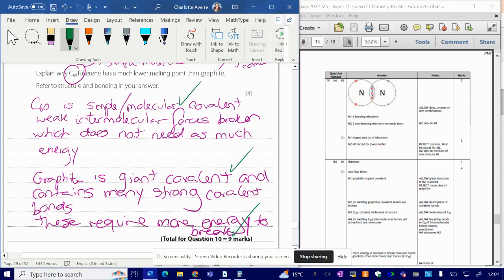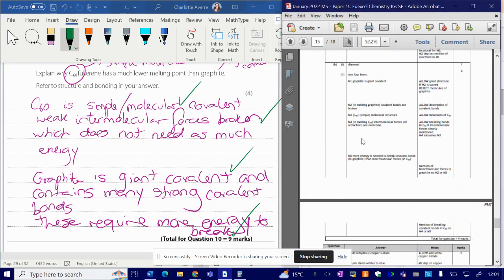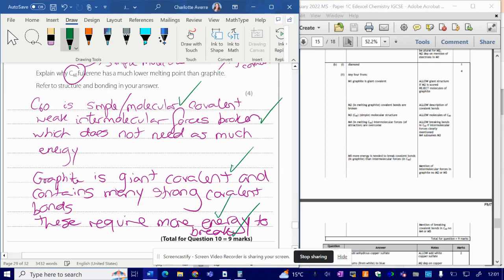C60 is simple molecular, yes. And it is the intermolecular forces that are being broken. And more energy is needed to break the covalent bonds than the intermolecular forces. I've said that. So I've said all 5 things. It's 4 marks, so 4.